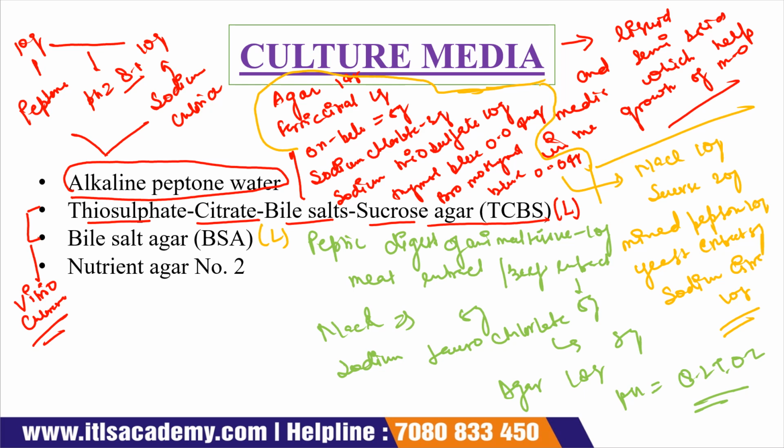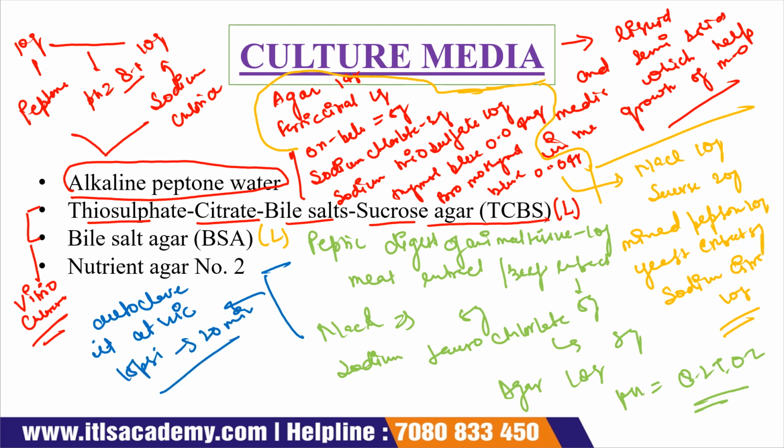So this is all the culture media that we require for the detection of Vibrio cholerae. Now after that, we have to autoclave it at 121 degrees Celsius, 15 psi pressure for 20 minutes. Then after that, our media is ready for culturing.